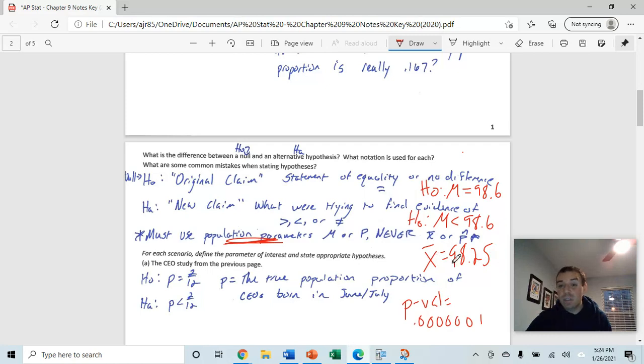Basically, there's almost no chance of getting this sample mean or something more extreme, in this case, or something less, if the actual mean is 98.6. Now, what does that tell us? That tells us one of two things. Either we've gotten this really, really, really weird sample, or the null hypothesis is really not true, and the actual mean is really less than 98.6.